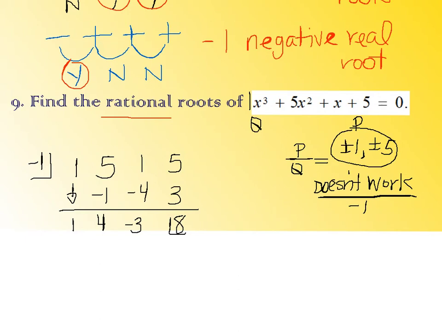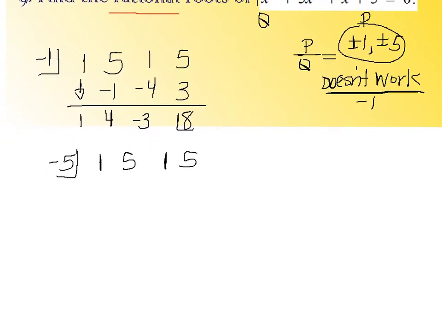So I'm going to try negative 5 now. So 1, 5, 1, 5. And bring down the 1, multiply, add, multiply, add, multiply. All right, and I get 0. So I know that one of my rational roots is negative 5.